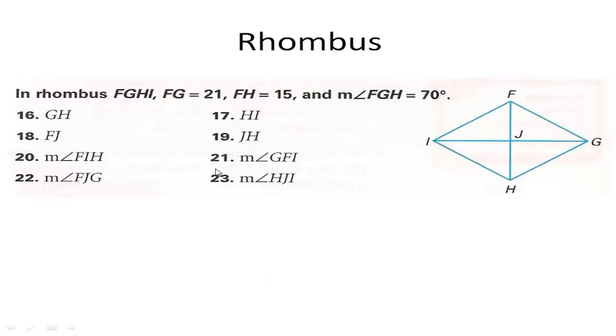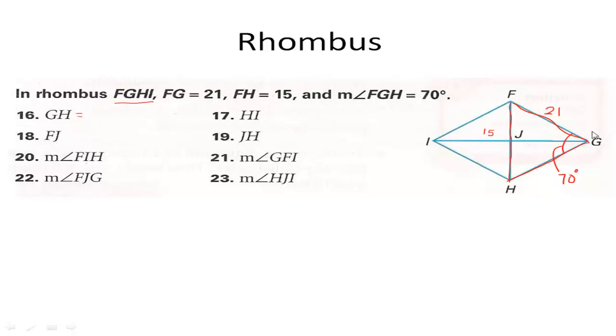Here's another example. It says in rhombus FGHI, FG is 21, let's label it. Here's FG, that side is 21, and FH is 15. That means this whole diagonal is 15. And the measure of angle FGH, this angle here, is 70 degrees. What is GH?